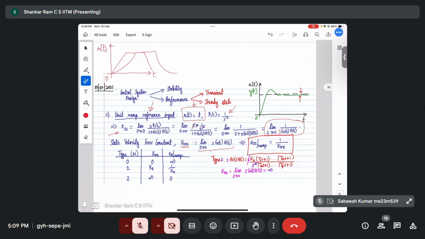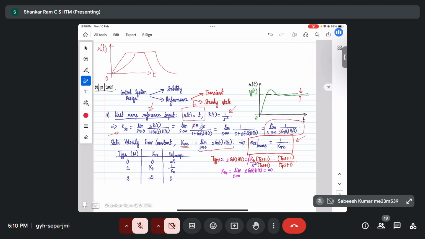Yeah, that's right. So K_VE, in fact, is defined as limit s tending to 0, s times g of s h of s. So the steady state error when we are trying to track a ramp input is 1 by K_VE, as per this expression.